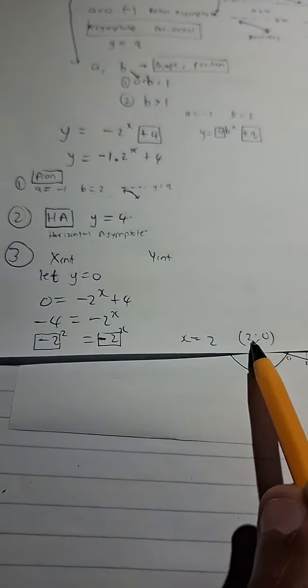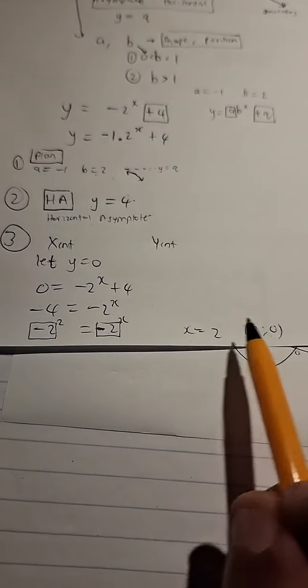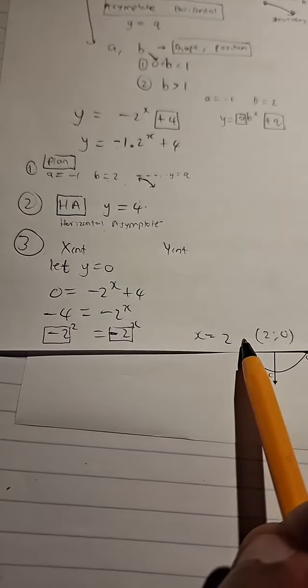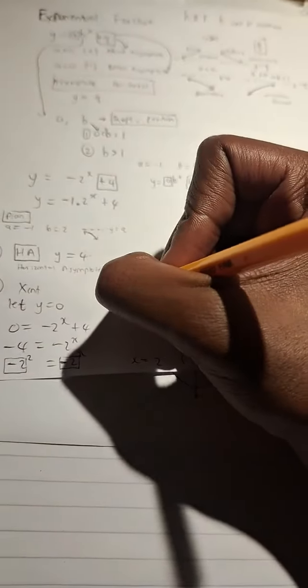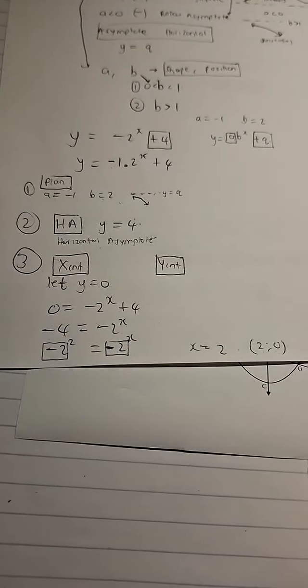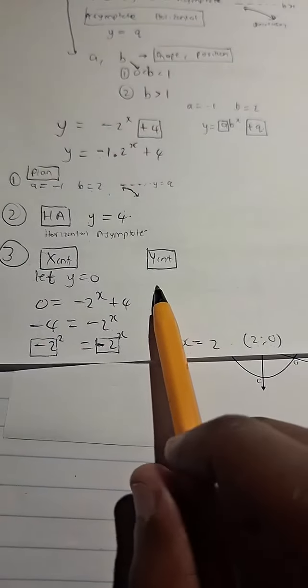So that means these are our coordinates of the what? Of the x-intercept. We are done with the x-intercept. Now it's time to go and find the y-intercept. So let's go and find the y-intercept.